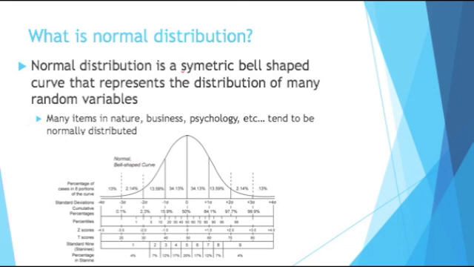If you look directly at the middle, so the highest point on the curve, look at all the things on the left. Look at the shape under the curve. And then if you look to the right, you'll see they're just mirror images of each other. This is important later. What's interesting too about normal distribution is that many items in nature, business, and psychology can all be normally distributed.